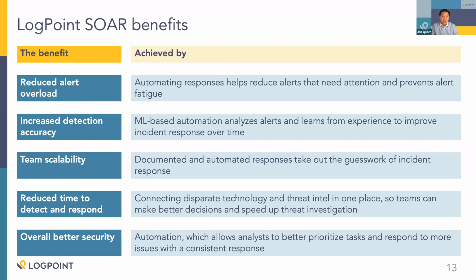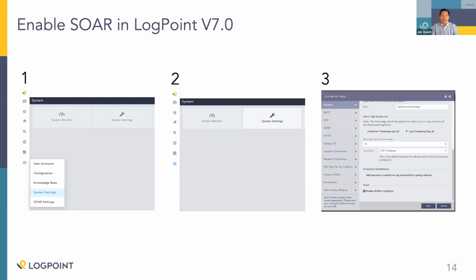This, in essence, will reduce the time to respond. And basically, end of day, we should be looking at providing an overall better security posture. So how do we actually enable SOAR? If you have Logpoint 7, it is part of the product. It's a very simple 3-step. You go into your system settings, and then basically you check mark the enable SOAR in Logpoint, save, and there you go. You're actually up and running with SOAR, and you can start using those playbooks that are already part of the system.